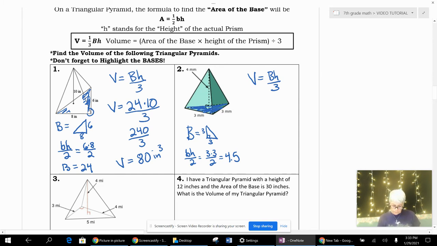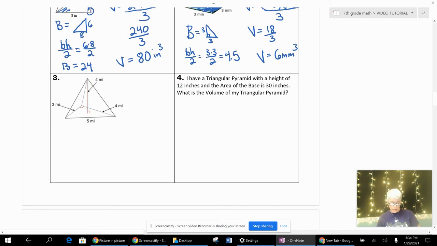So it's 3 times 3 divided by 2, which unfortunately is a decimal answer. Decimals. Okay, so let's go back to the original formula and put big B into it. Volume equals 4.5 times the height, which I can see is 4, divided by 3. And fortunately, this all works out to a nice pretty number because 4.5 times 4 is 18. 18 divided by 3 is 6 millimeters cubed. Yes. Let's keep going.